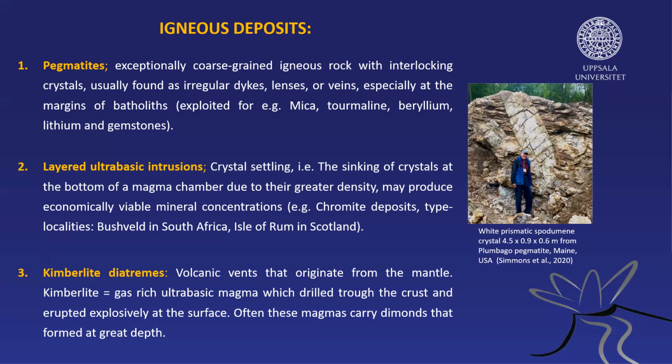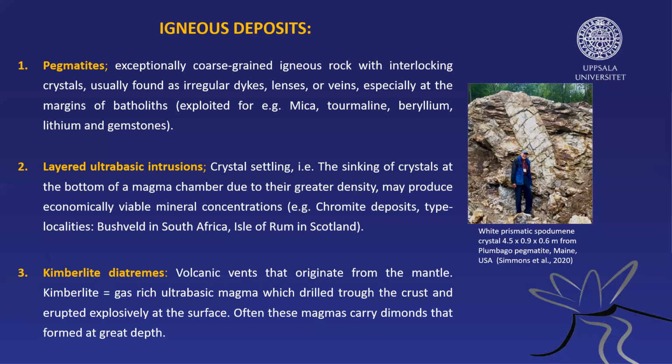I forgot to show you this, this beauty. This is a spodumene. It's one single crystal. You see the size? 4.5 by 0.9 by 0.6 meters. This is the kind of mineral you can find in pegmatites. And spodumene is a pyroxene. It's a common mineral in lavas, in basalt, and it's a lithium pyroxene.